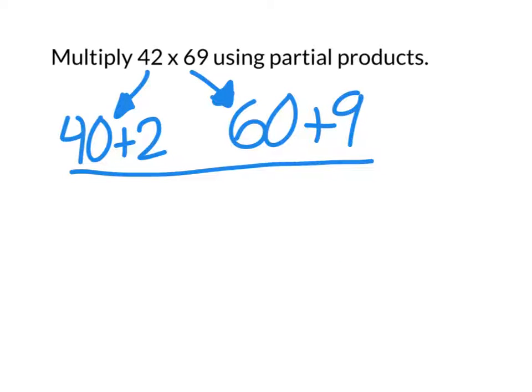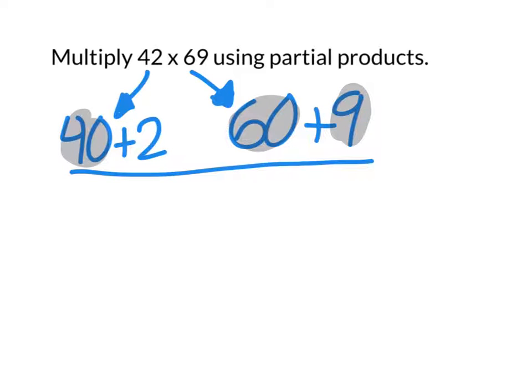Now let's get into how to use partial products with an example of 42 times 69. First, we're going to break up the 42 and the 69 into its different place values. So 42 is 40 plus 2, and 69 is 60 plus 9.